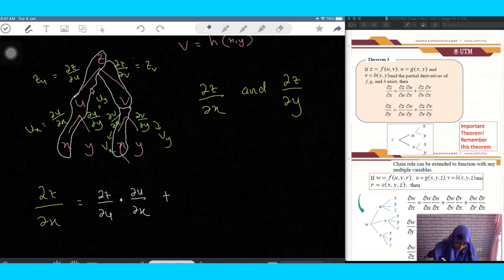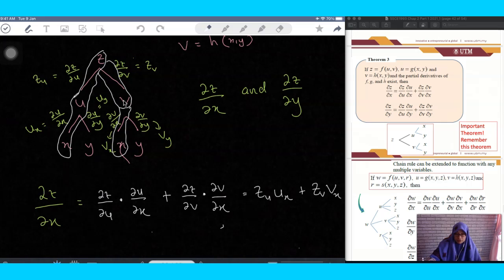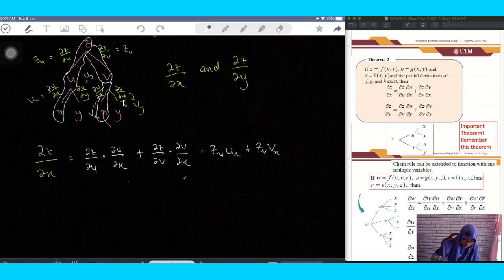And then the second term, which is plus: you go from z to v, so you have del z del v, and from v to x, you have del v del x. Or in a simpler form, you can have z_u u_x plus z_v v_x. That is your formula. Now that is for z_x.